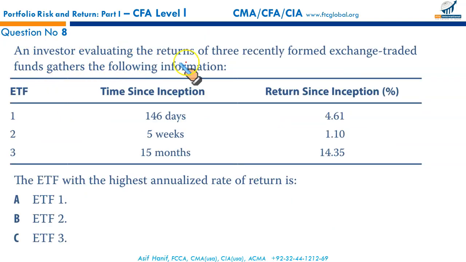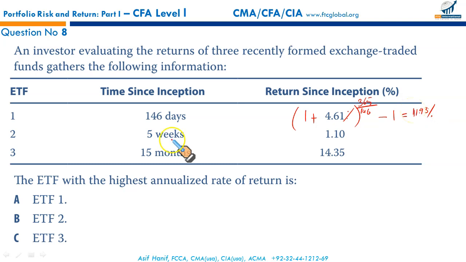An investor evaluating the returns of 3 recently formed exchange traded funds gathers the following information. ETF 1, time since inception 146 days, return since inception in percentages is going to be 1 plus 4.61%. How many days are there in a year? 365. And how many days since inception? 146. Simplify this and deduct 1 from it. You would get the annualized rate of return of 11.93%.